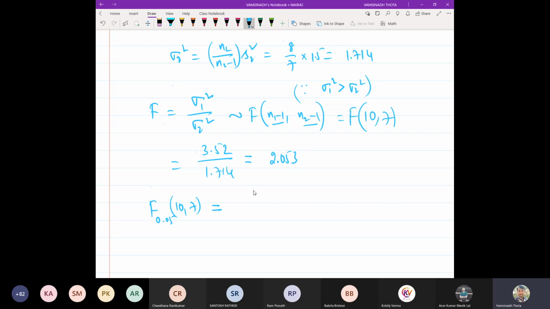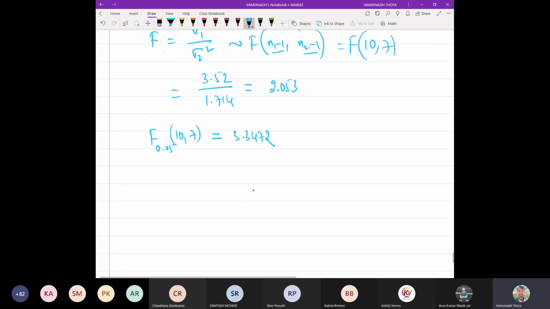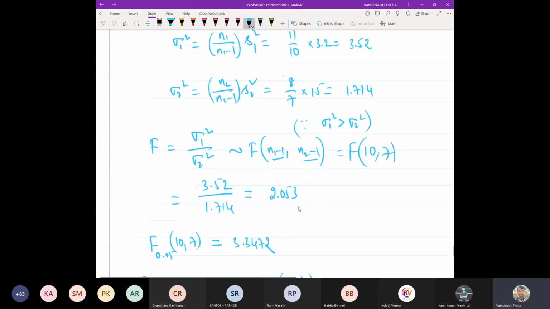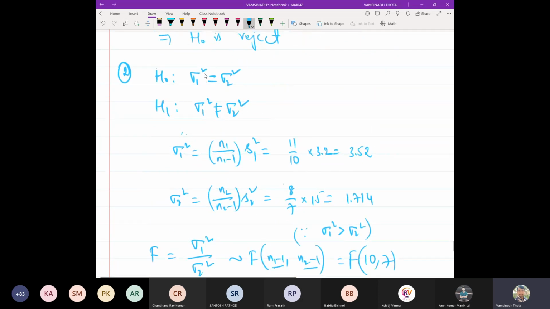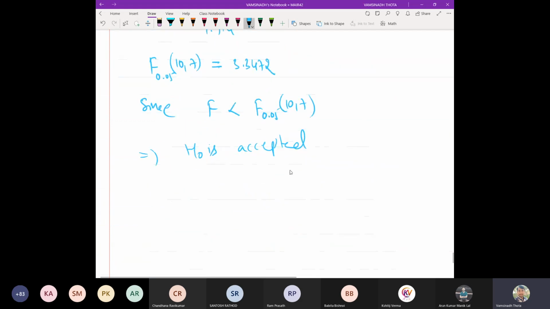That is 3.3472. So for this one, since the calculated value is less than the table value, it implies H0 is accepted. H0 is accepted means there is no significant difference between the estimates of the population variances at 5% level of significance. That is the conclusion you have to write.